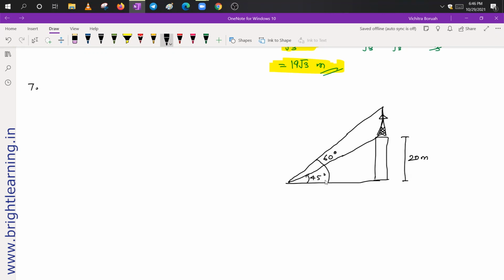Okay. So suppose this is the right angle triangle. This is point A. Suppose this is point B. This is point C. And this is point D. And here we have to find the height of the transmission tower.